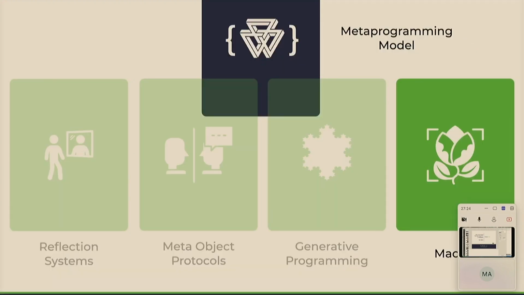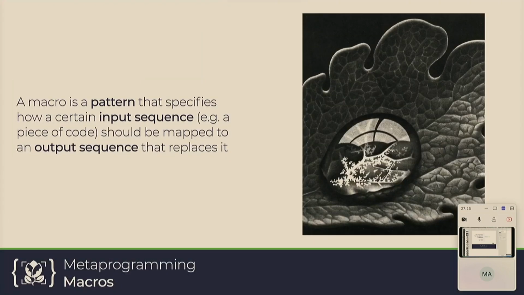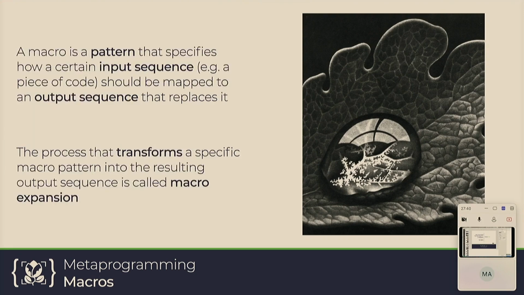Finally, we arrive at macros. So a macro is a pattern that specifies that a certain input sequence should be mapped to an output sequence that replaces it. And this is, again, so general that you can think about the C preprocessor, and it's a macro. It's totally a macro. And the process that transforms a specific macro pattern into the resulting output sequence is called a macro expansion. Other things that you may have used, consciously or not, are things like M4, for example.